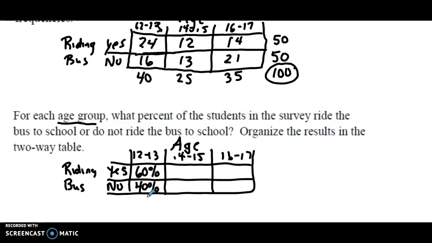For the 14 to 15 age group, we have 12 out of 25. 12 out of 25 is 48%. And then 13 out of 25, that would be 52%. And again, for this age group, 100% is the total. We're not going to put the marginal frequencies in here because for percentages, it doesn't make any sense to do that. For 16 to 17, 14 out of 35 is 40%. And 21 out of 35 is 60%.